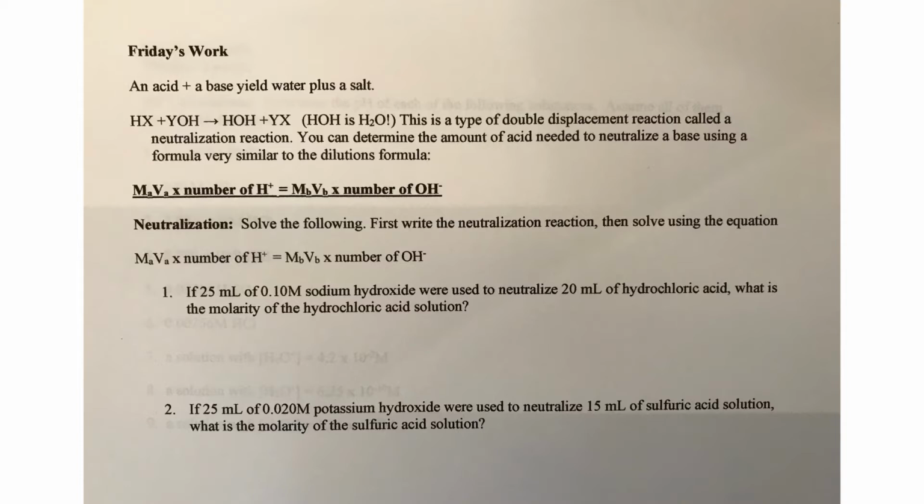There's a formula we can use that's very similar to the dilutions formula. If you take the molarity of the acid times the volume of the acid times the number of H+ ions in the acid's formula, that will equal the molarity of the base times the volume of the base times the number of OHs in the formula of the base.